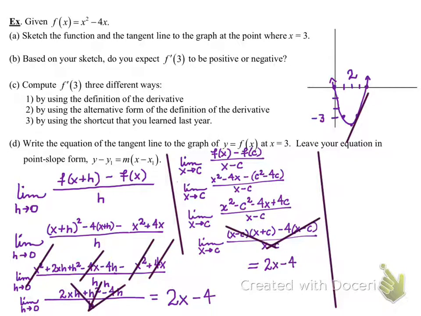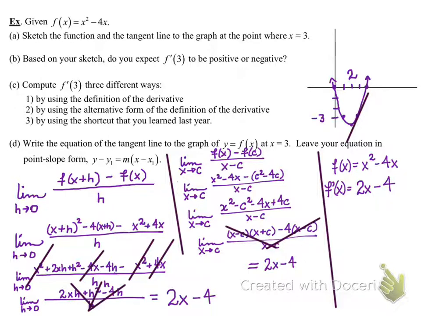Okay, so now we're going to talk about the shortcut. We're going to talk about the shortcut as quickly as we can. We've got the original function, f of x equals x squared minus 4x. And we take down our power and subtract 1 from the power to find our derivative. Now that little prime means that it's the derivative.